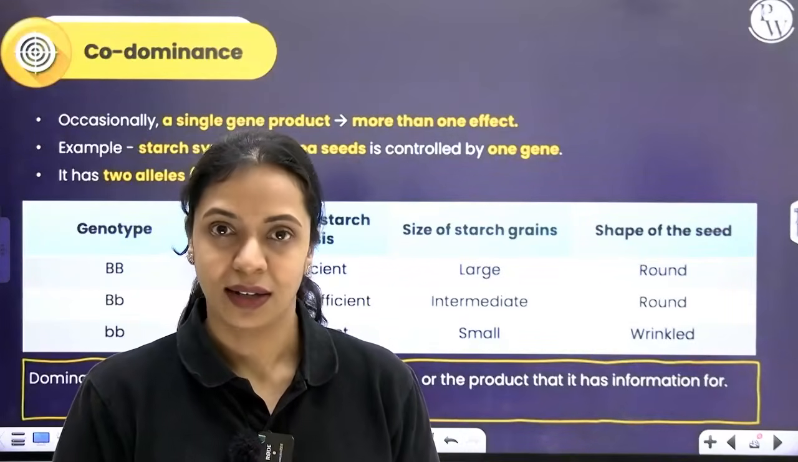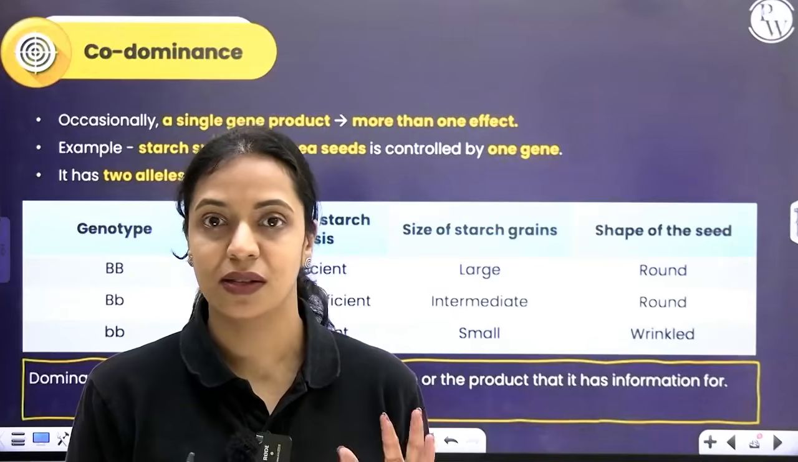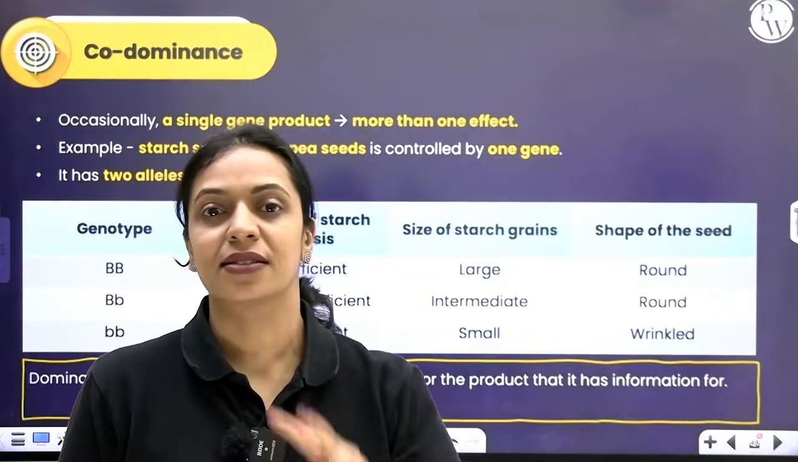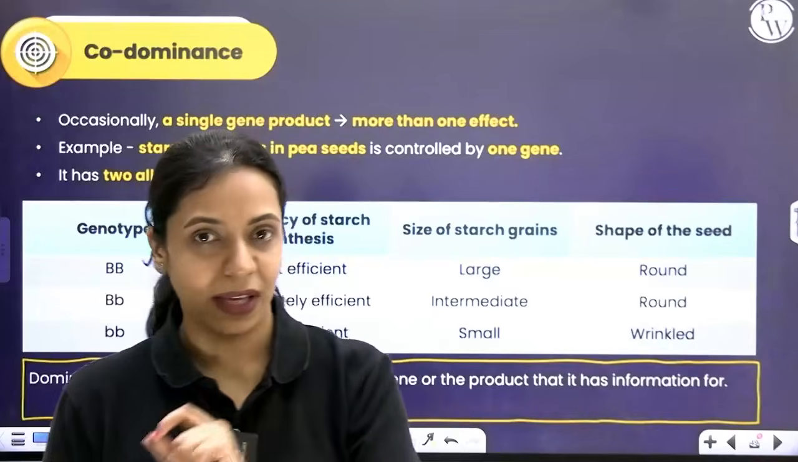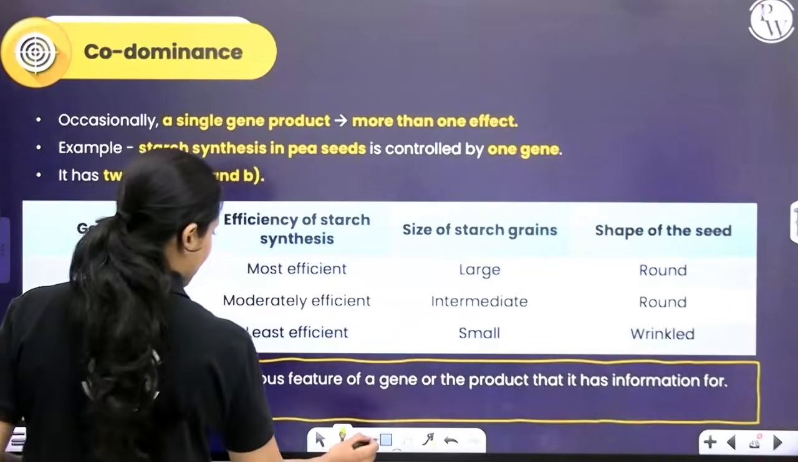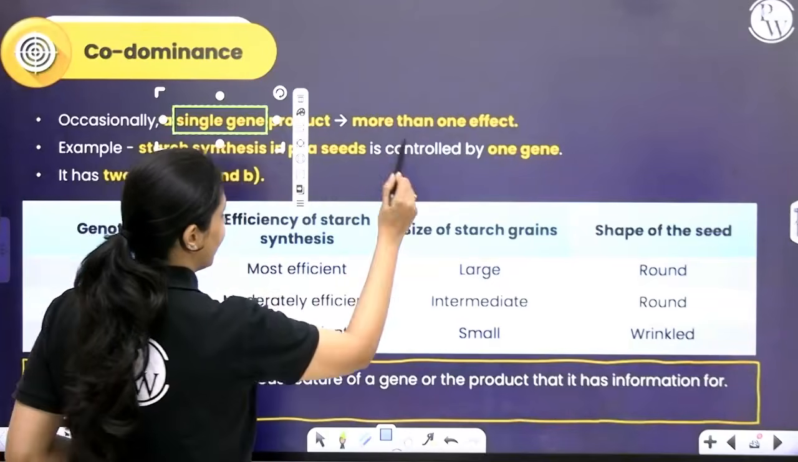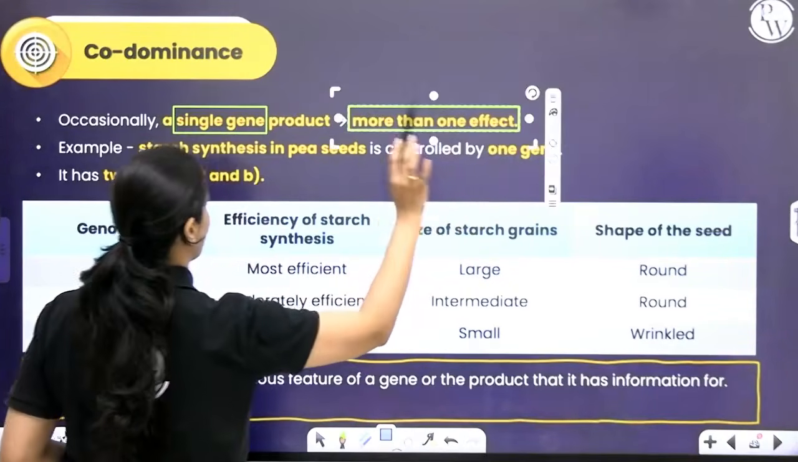In pea plant, the synthesis of starch is controlled by a gene called B. This B gene exists in 2 forms, capital B and lowercase b. So sometimes a single gene can have more than one effect. I'm giving you this example.